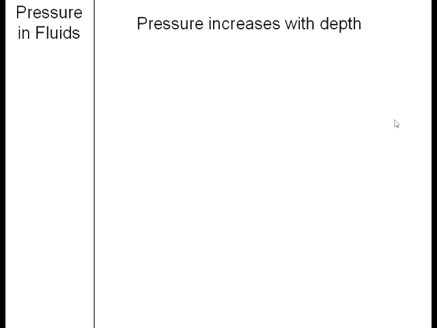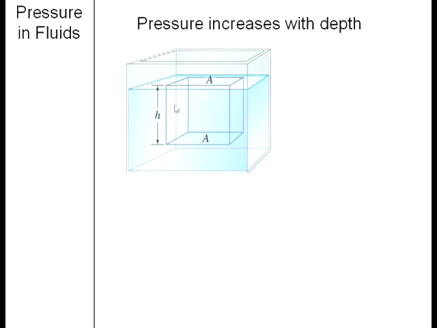Pressure in fluids. Pressure increases with depth. So I have an object I'm pushing down in the water. The deeper I go, the more pressure there is. We calculate the pressure with the density times gravity times the height. And the height is actually the depth, how far under the surface of the water it is. So rho g h is the formula for underwater pressure.